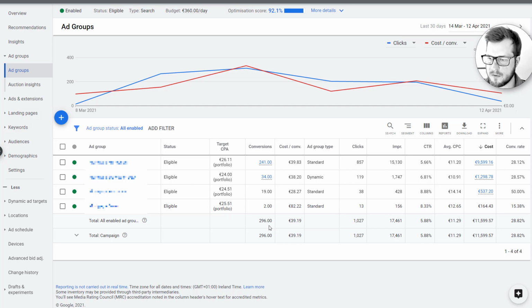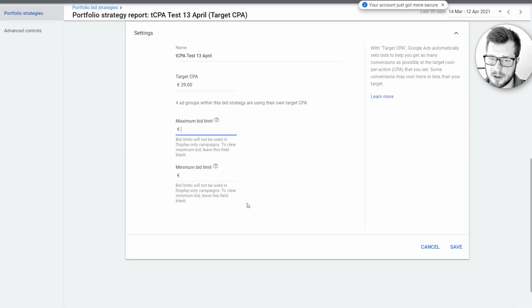And this is the trade-off. Across the account, are you happy with the volume of conversions at the current average CPA? Can you afford for this individual campaign to overrun in order to get you more volume? So this is where you have to use business logic. I'm going to say that actually we can't afford to do this because 40 euros is far too much.